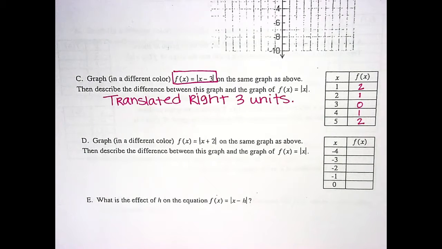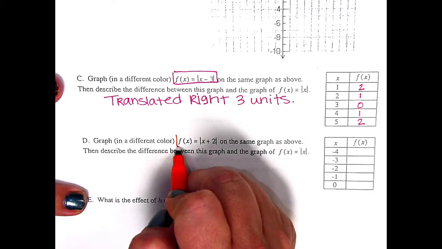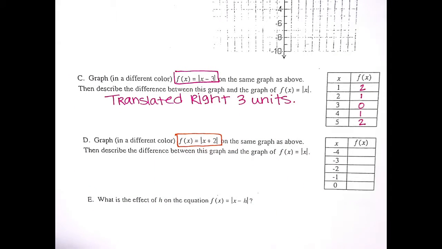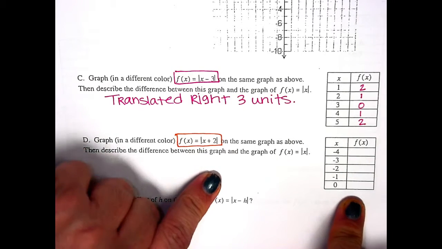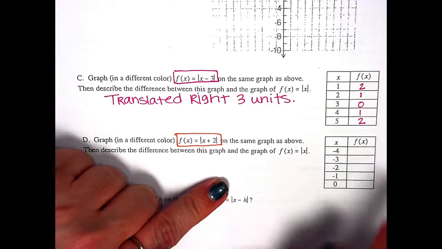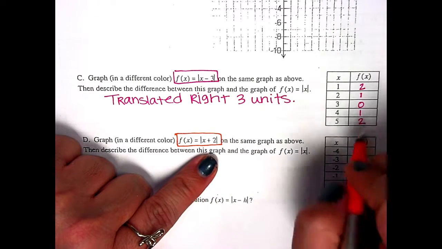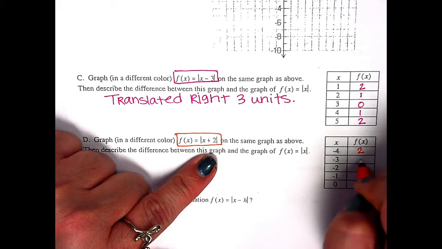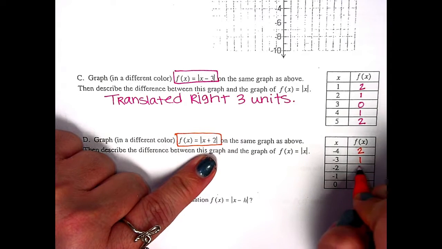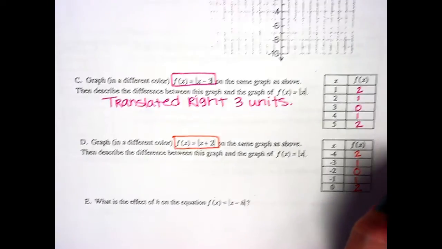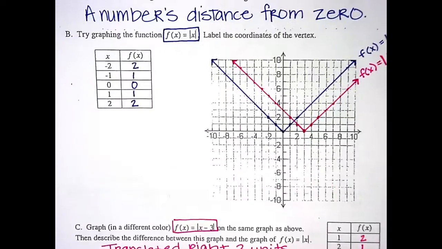Okay, my next one, part D, says graph in a different color. So I'm going to choose orange. F of x equals the absolute value of x plus 2. So again, we've provided you with a table. So if I put negative 4 in for x, I would get 2. Negative 3 gives me 1. Negative 2 is 0. Negative 1 is 1. And 0 is 2.